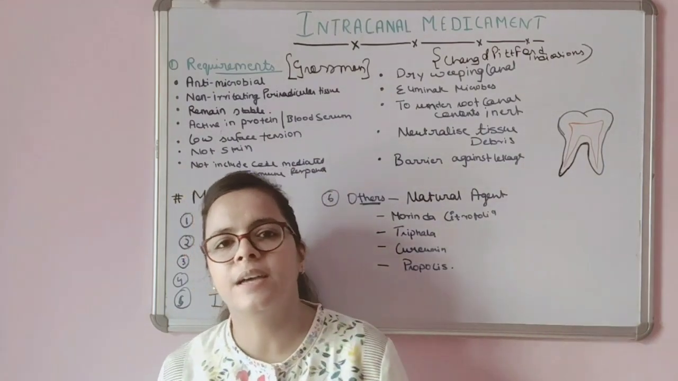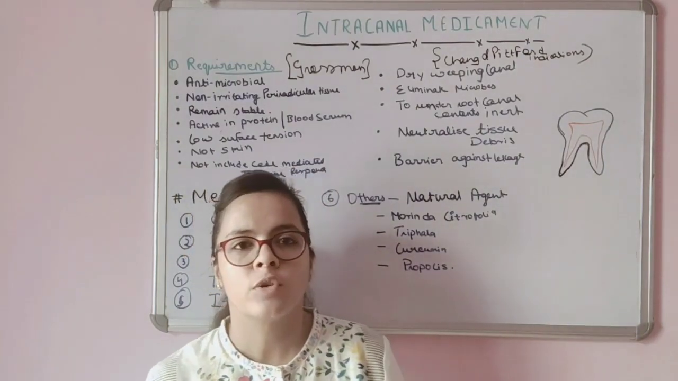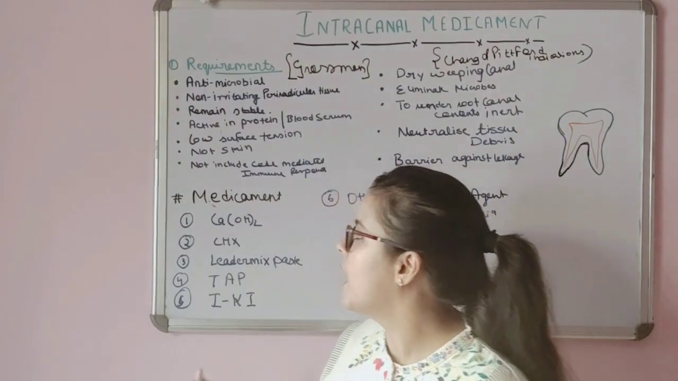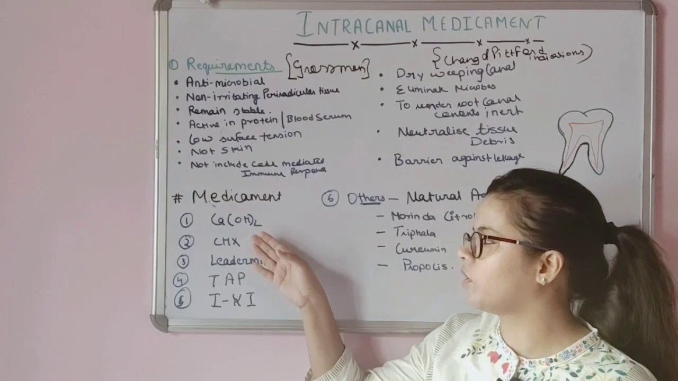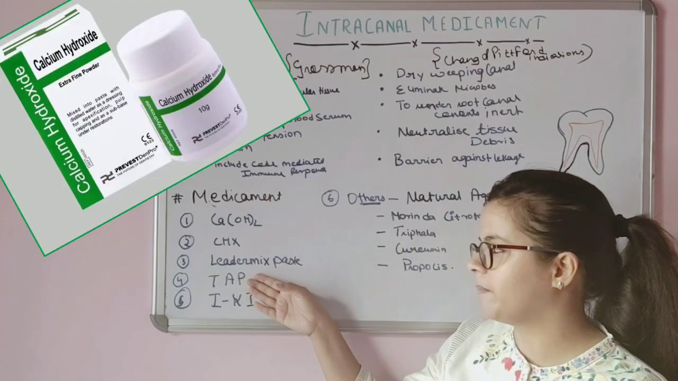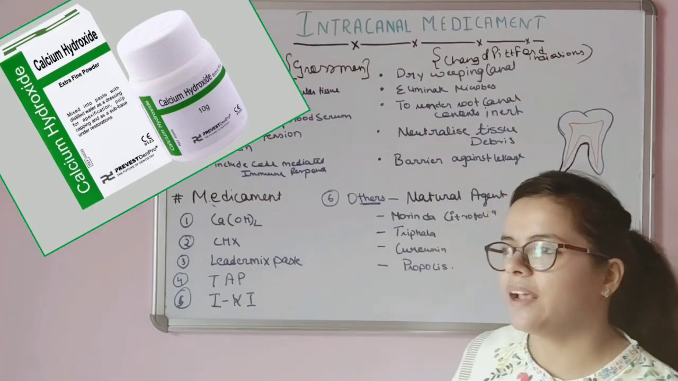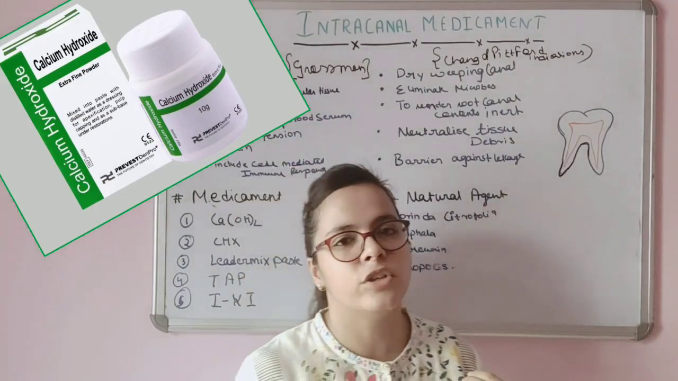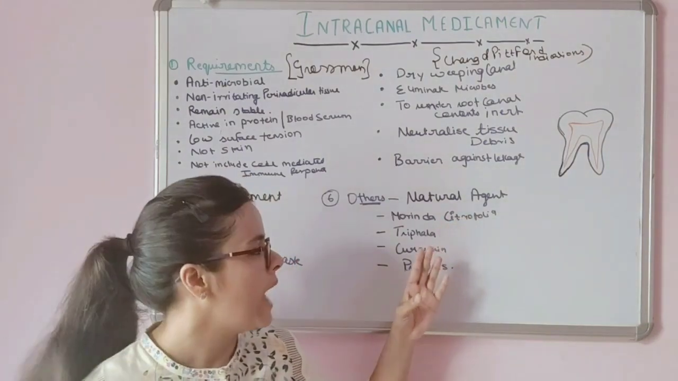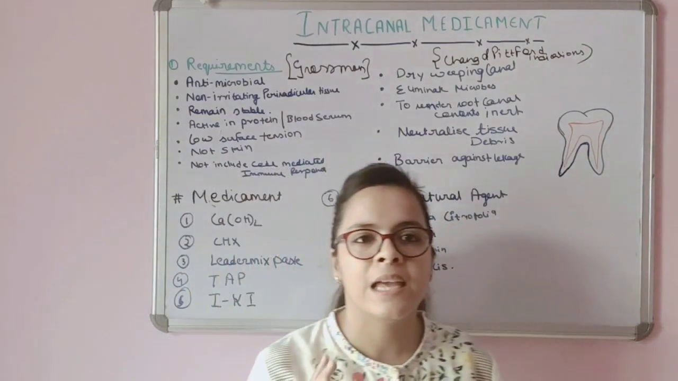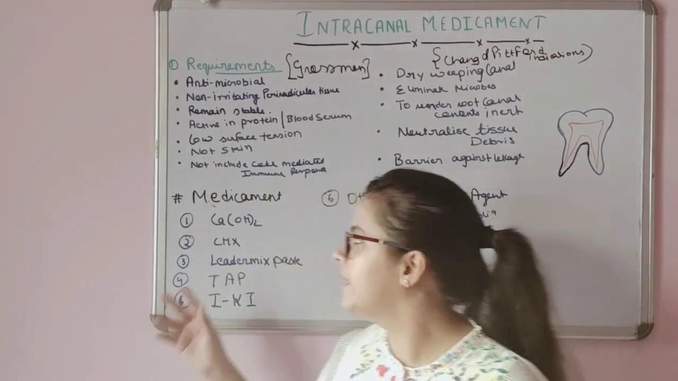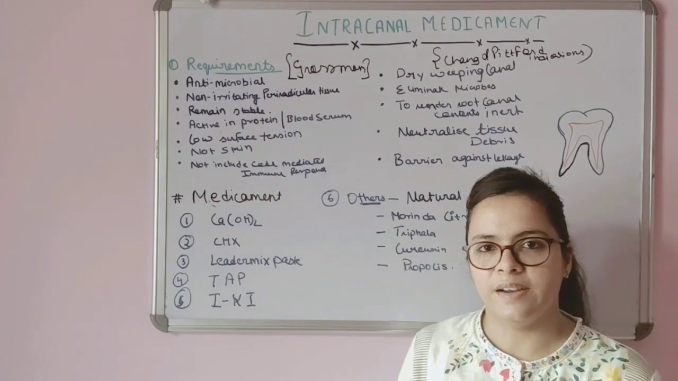Coming to the present about the intracanal medicament. In the present scenario, the various intracanal medicaments which we use are calcium hydroxide, chlorhexidine, then we have Ledermix paste, triple antibiotic paste, and IKI, and there are other natural agents that we can use as an intracanal medicament, that is Morinda, Triphala, curcumin and propolis. So considering all these, let us first start with calcium hydroxide as an intracanal medicament.